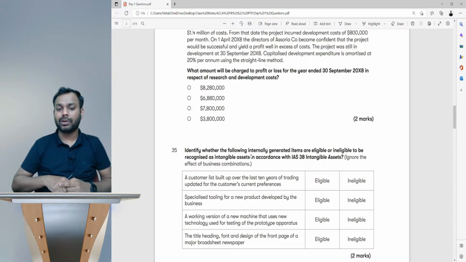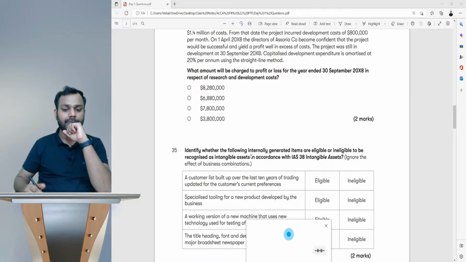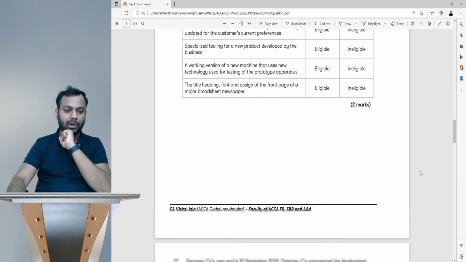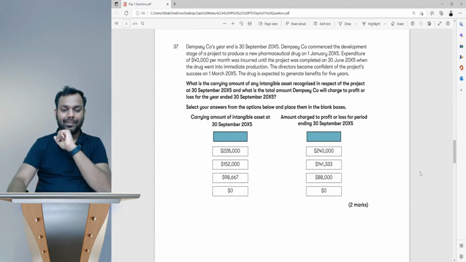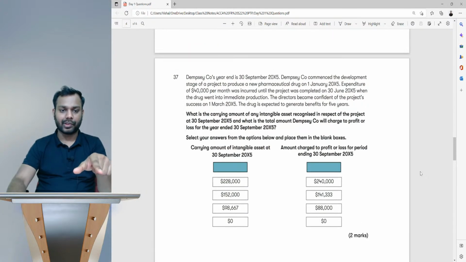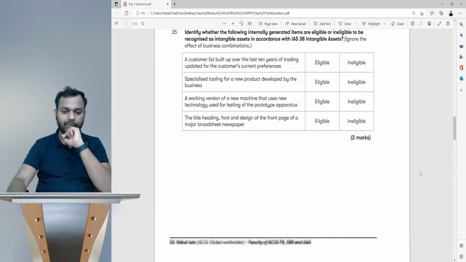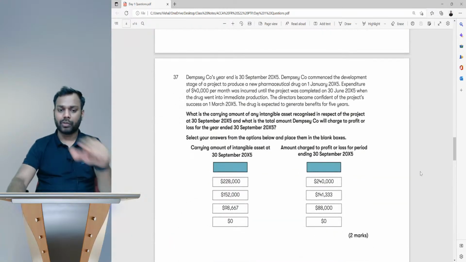Question number 35 is clear to all? Okay, now 37 is a similar question to what we have discussed in 34. So I think you will be able to solve question number 34 and 37 on your own. Please solve 37 on your own, guys.